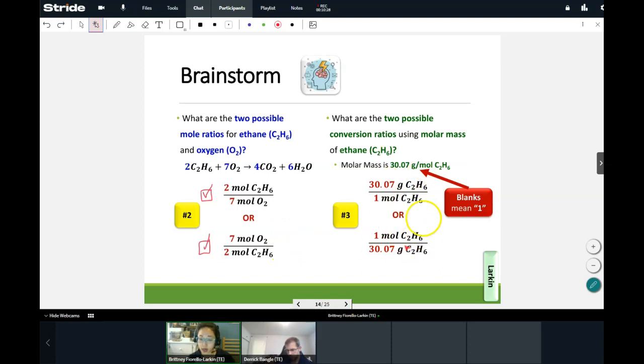Now this one over here on the right is a little bit trickier because the numbers are the same throughout every fraction. The only issue is what units the numbers are next to. So make sure that 30.07 is next to grams on top, and 1 is next to moles on the bottom, and then flip it. Make sure that you have a 1 next to moles on top and a 30.07 next to grams on the bottom. I promise you, they're both there. You just got to read carefully. I know there's a lot of them that look similar, so you just need to read carefully. All right, this is number 2 and number 3.